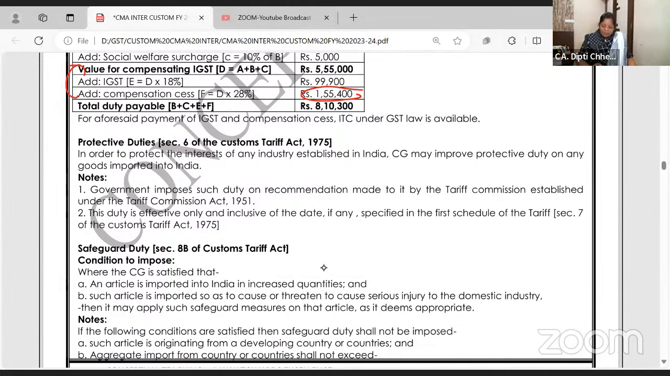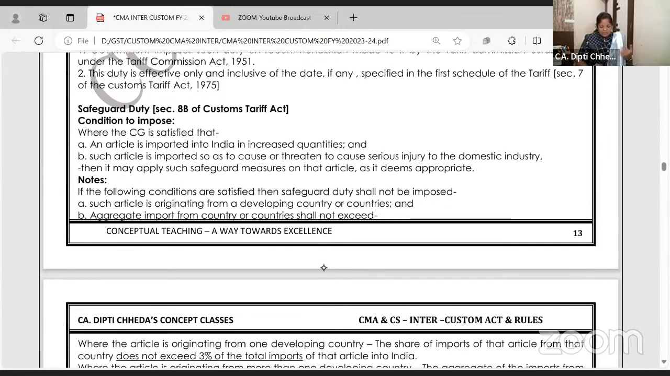Protective duties like anti-dumping duty and safeguarding duty are levied when we feel that the imported goods either have got subsidy, or our rate is 10 and their rate is also 10, but then they are dumping it and giving it at 7. So exactly the difference between the normal price of 10 and this 7 will be the anti-dumping duty.